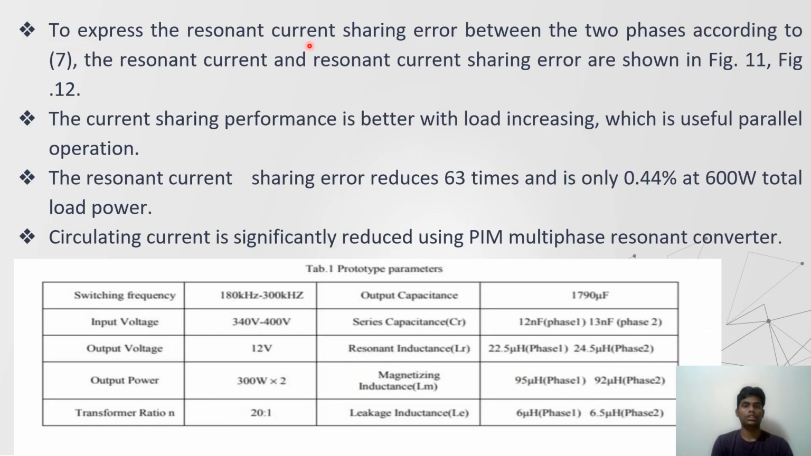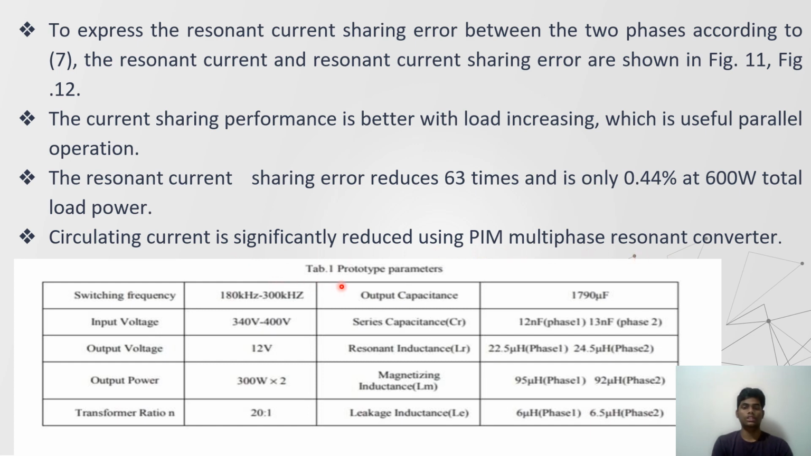To express the resonant current sharing error between the two phases according to equation 7, the resonant current and resonant current sharing error are shown in figure 11. Figure 12. The current sharing performance is better as the load increases, compared with the usual parallel operation. The resonant current sharing error reduces 63 times and is only 0.44 at 600 watts total load power. Circulating current is significantly reduced using the PIM multiphase resonant converter.